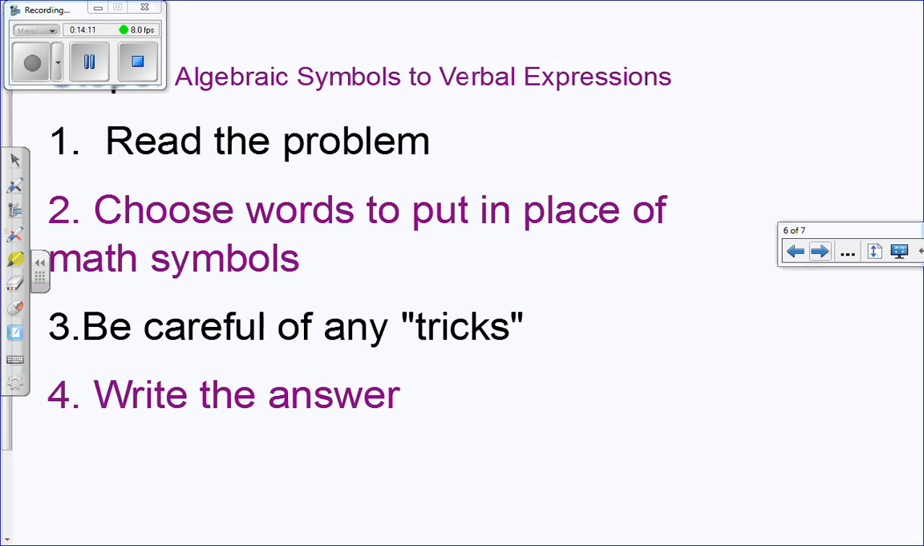So now let's go the other direction. This way's a little bit easier, and there are multiple different answers for each one. You don't have to use the same exact words. So let's take a look. So our steps: we want to read the problem, always. Choose words to put in place of our math symbols. Be careful of any tricks. So if we have anything that deals with parentheses, be careful how we're wording that. And then write out your final answer.